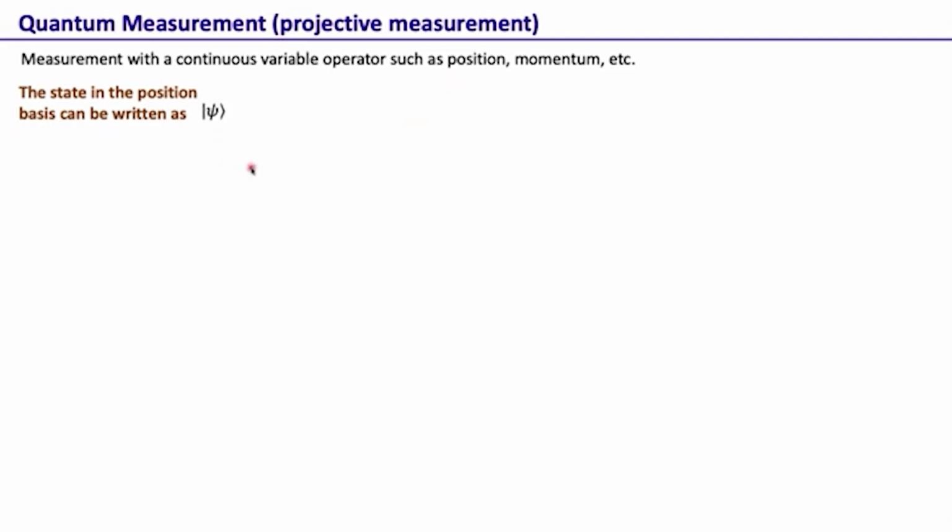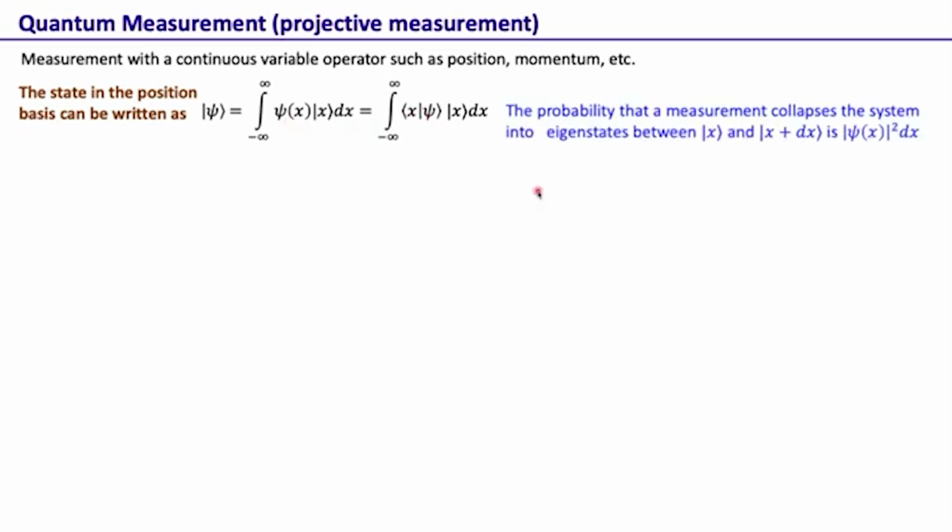But so let's go through it really quickly. State psi in the position basis we can write as ∫ψ(x)|x⟩dx, where ψ(x) can be written as ⟨x|ψ⟩. We know that the probability that a measurement of position collapses the system into eigenstates between x and x plus dx is |ψ(x)|² dx. So |ψ(x)|² is the probability density. Since this is a continuous variable, we talk in terms of probability density instead of probabilities. If you want to calculate the probability, then we multiply it with dx and then integrate over the range of the variable that we are interested in.